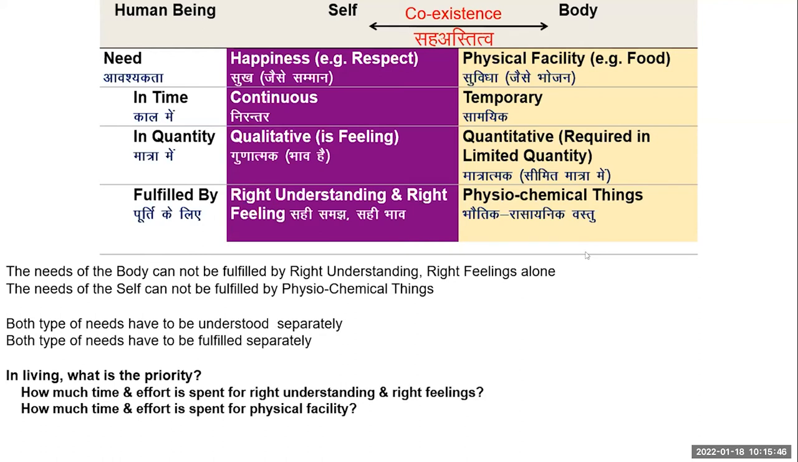Right, sir. May I respond now, sir? Yes, sir. So when we are referring to this right understanding and understanding harmony as an individual, what is the individual? It is the self in the body, sir. And what is the self? It is the responsibility of the self for proper nurturing, protection, and right utilization of the body, sir. Exactly. So it is the responsibility, the self's decision.